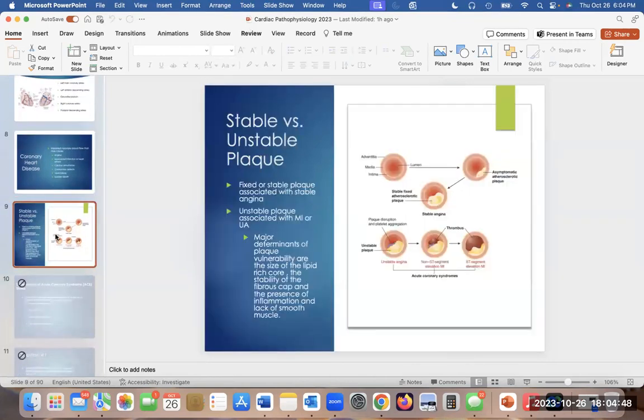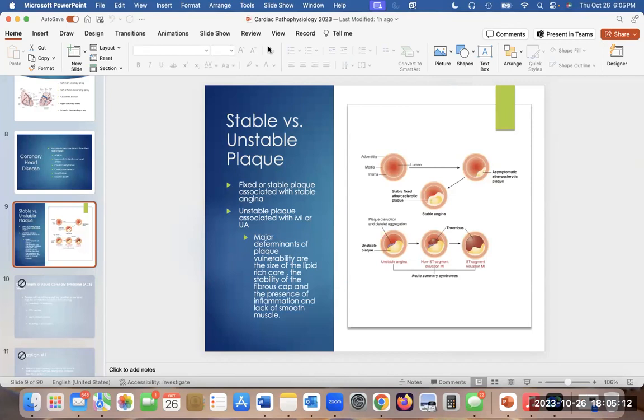Now, I don't know if you really need to know stable versus unstable plaques. I've never heard of this, but stable plaques are supposedly with stable angina. And I guess that just means the plaque buildup that's there in that stable angina is still going to be able to be relieved by rest and nitroglycerin, and it's going to be caused by exertion.